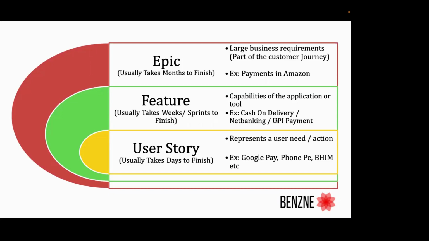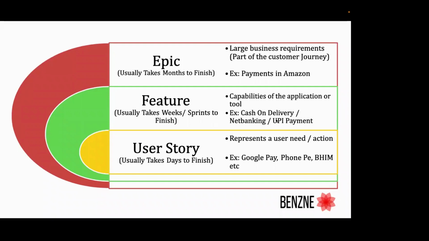Again, in the Amazon example here, when you talk about payments, now there are several types of payment which you can cater to your users. Certain set of users prefer cash on delivery. Certain set of users prefer net banking.